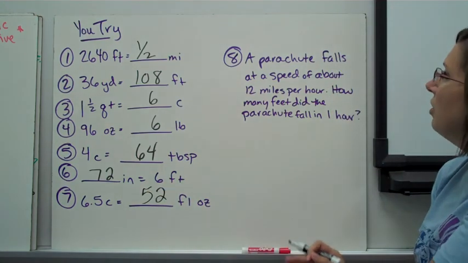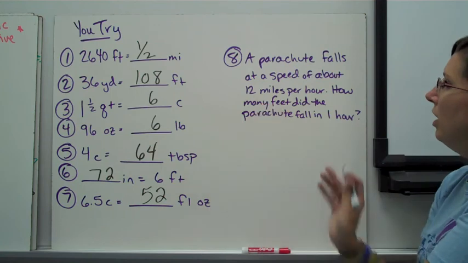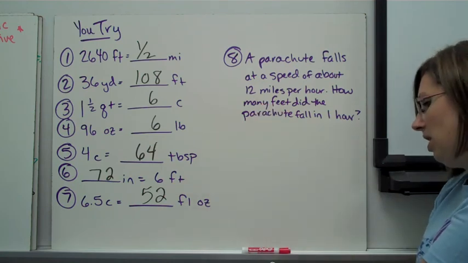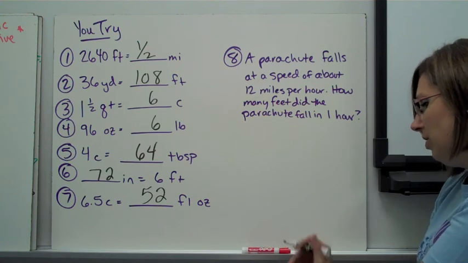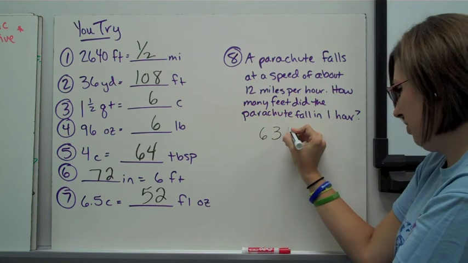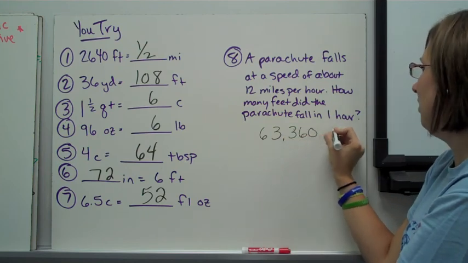And then you have a parachute that falls at a speed of about 12 miles per hour. How many feet did the parachute fall in 1 hour? The parachute would fall 63,360 feet.